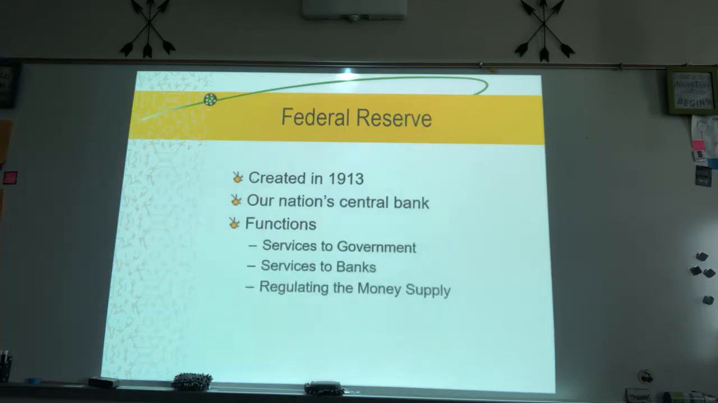Its functions, just like the Bank of the United States that Alexander Hamilton created, it serves the government. It is the main depository of the government's revenue. Also, it services the banks, it pays the government's expenses, and it regulates the money supply. So how many of you have ever gotten an income tax refund? It comes from the Federal Reserve's Department of the Treasury.